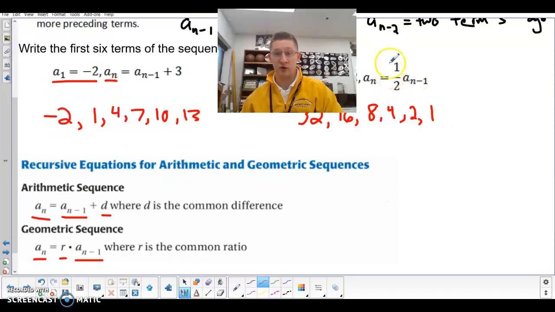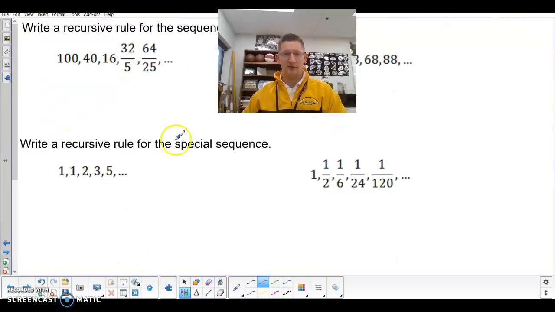Okay? So here's my common ratio, 1/2 times whatever came before. Here's my common difference of 3, add it to whatever came before. So that's recursive equations for arithmetic and geometric sequences. Okay. Now, let's do a couple of examples here.